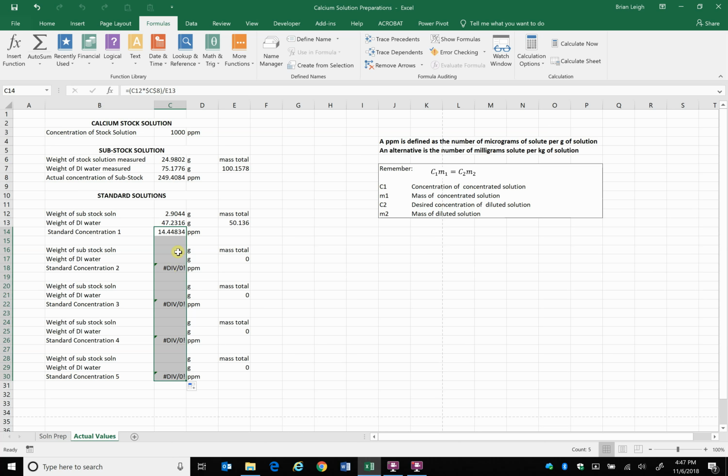So there we go. For the next weight of our substock solution, we did 4.7924 and 44.6902 grams of DI water, and that's pretty close to our 25, not too bad, but we have an exact value. Then maybe 6.1016 and 43.7521. So in reality, we have a 30.5 ppm standard, and then so on and so on.